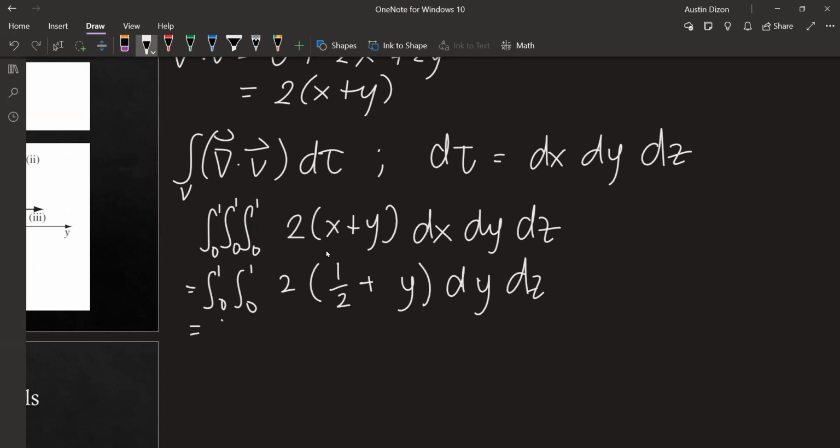And then next will be 0 to 1. Y naman yung integrate natin. So 1 half y plus y squared over 2. Evaluated naman from 0 to 1 and dz. So evaluate natin. 0 to 1 lang naman. Madali maalala. So this is just 1. And this is just 1. Tapos mag-zero out pag pinlug in with 0. So ang matitira will be 1 half. Tsaka 1 half.